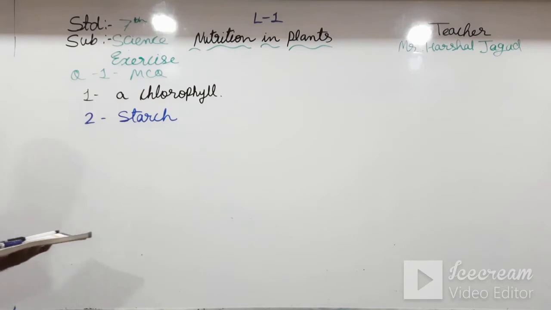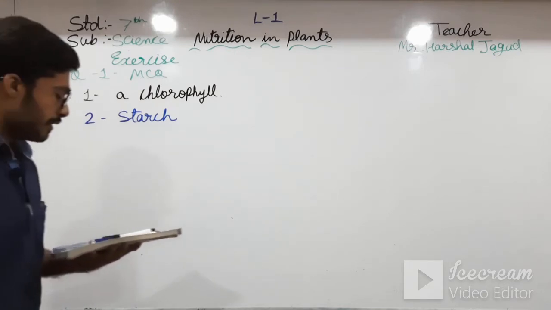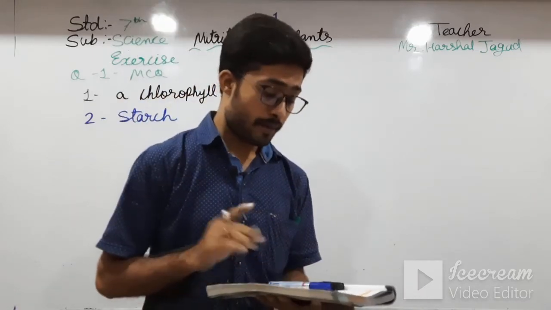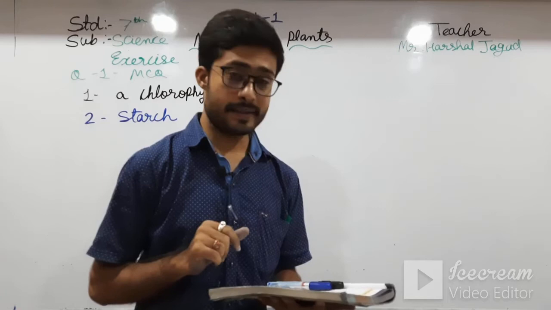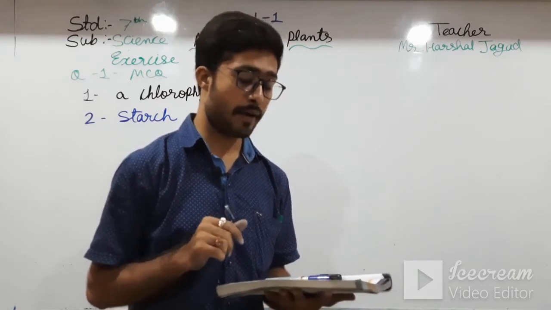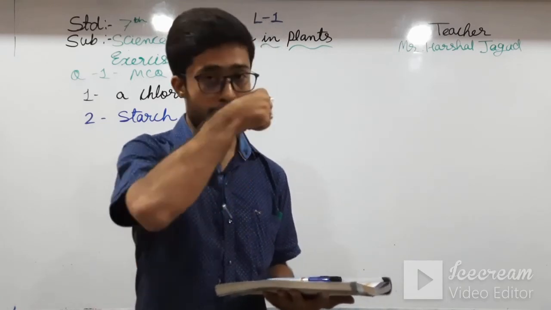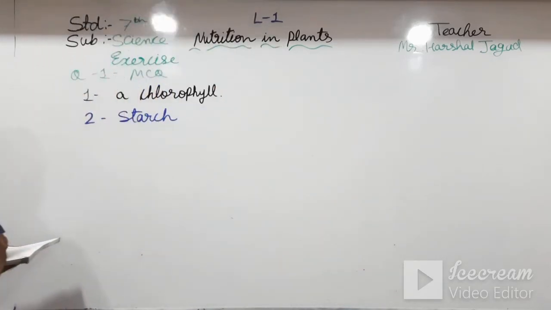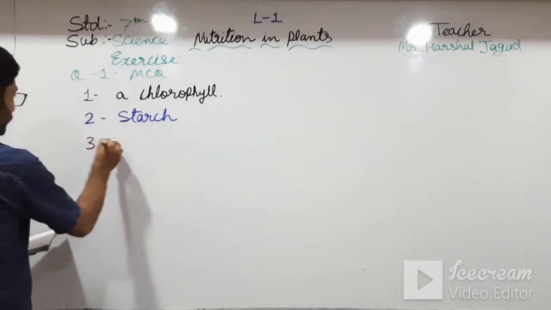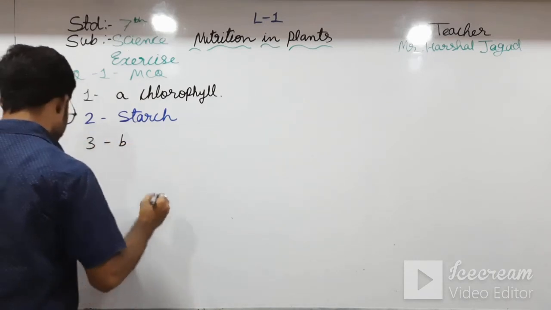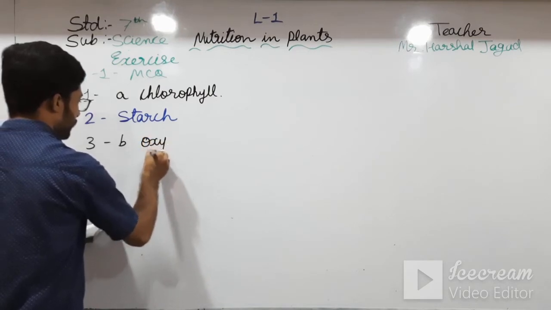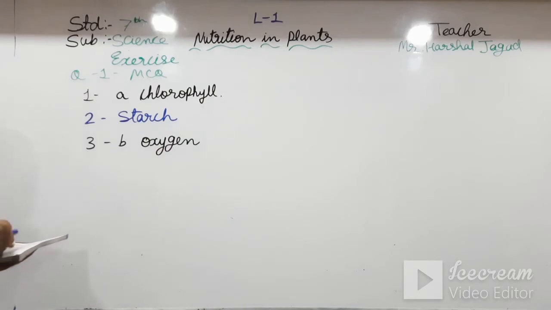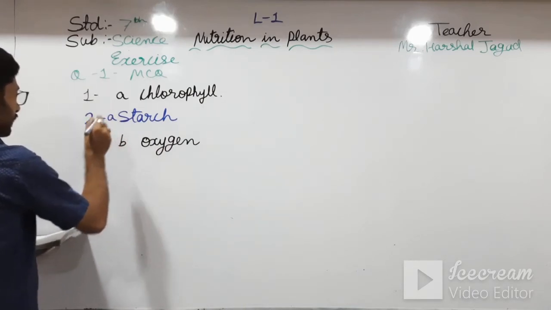Third one, which of the following is not necessary for photosynthesis to occur? So chlorophyll is necessary, oxygen, no, that is not necessary, carbon dioxide, that is also necessary, water, that is also necessary. So in third it will be B, that is oxygen. Okay students, third is oxygen, and here second is A.